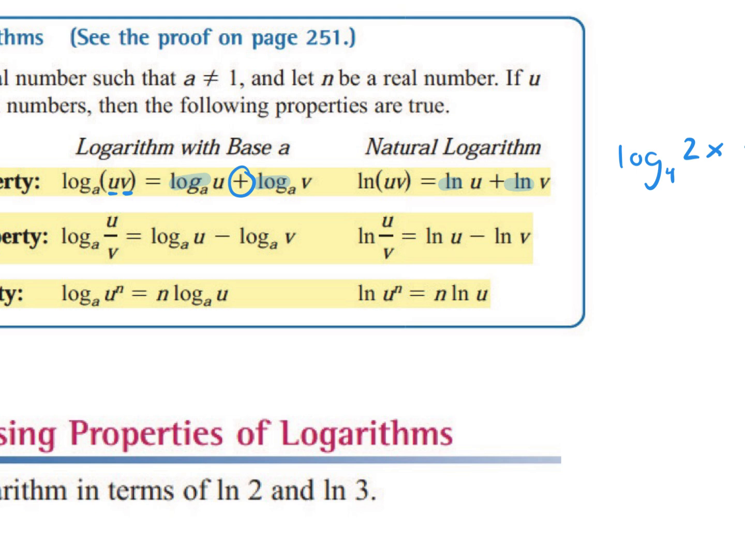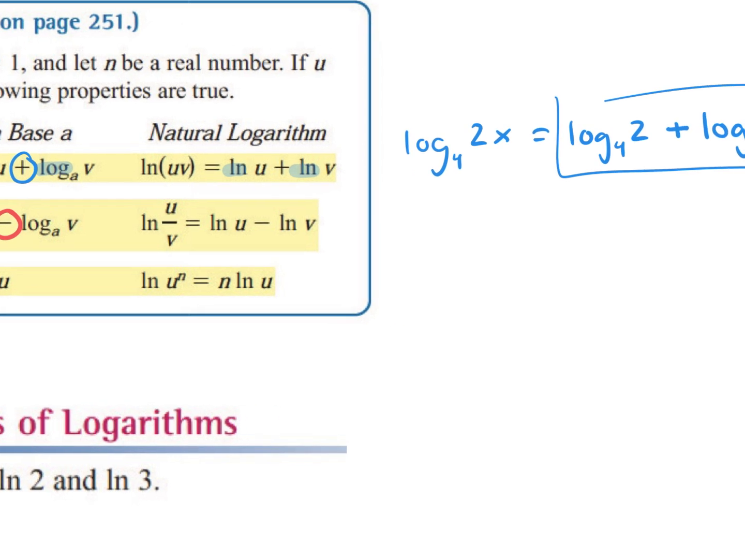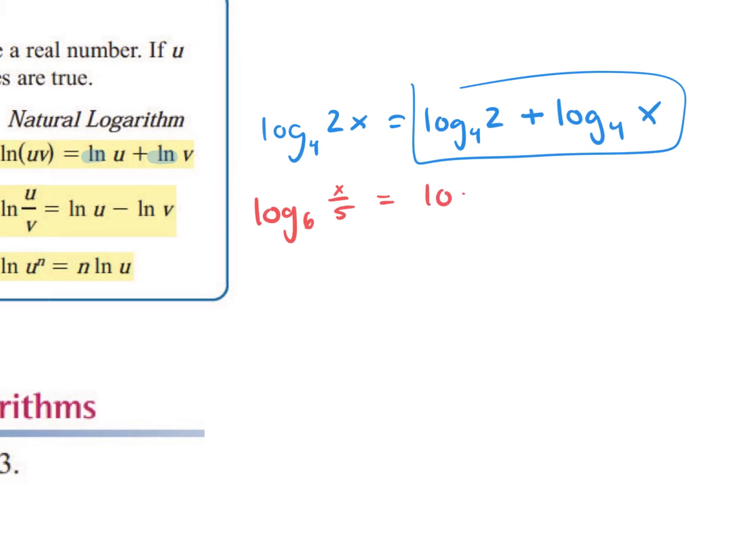Next, we have the quotient property. So quotient is the same, but when we're dividing, we subtract. If I had the log base 6 of x over 5, we would split this up as the log base 6 of x minus the log base 6 of 5. Every time we break it apart and expand it, each one gets its own log.